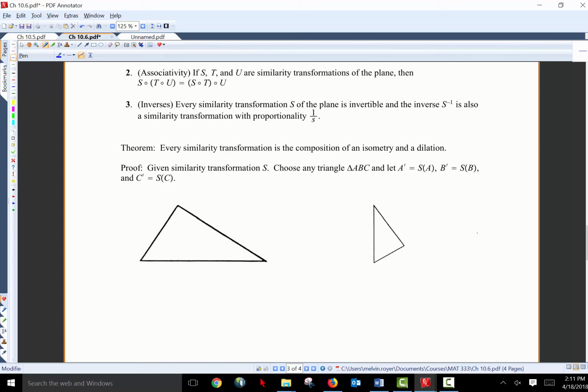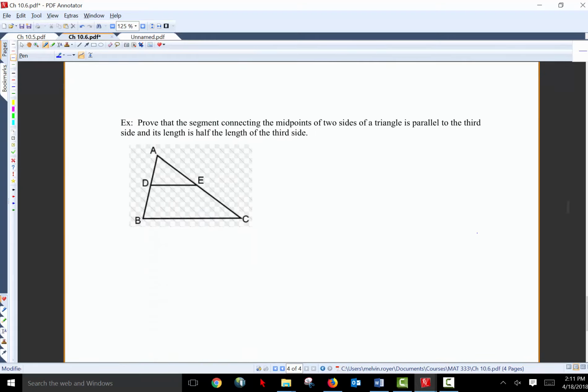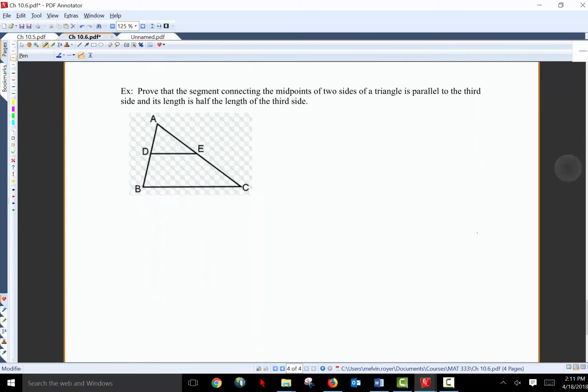Let's show how that works, or do I want to do a proof? I think I'll go on to the demonstration proof at the end, and then we'll come back in our last 15-minute segment and go through why that previous theorem is true. So let's use the idea of similarity to prove this.